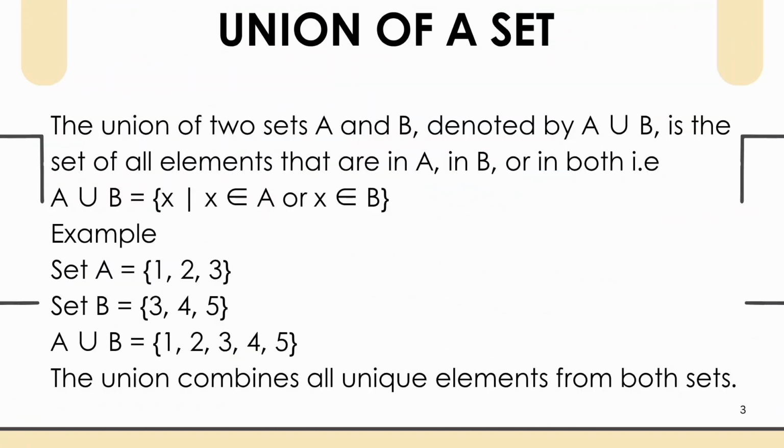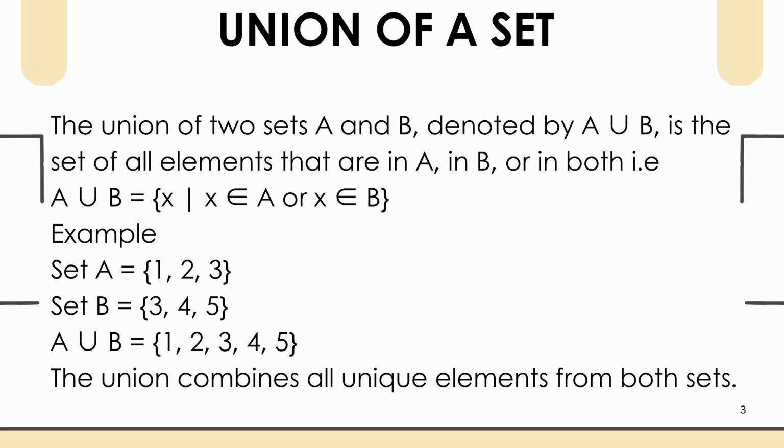A union of two sets A and B, denoted by A union B, is the set of all the elements that are in set A and in B, or in both. That is, A union B is equal to X such that X belongs to A or X belongs to B. Remember, for union we use the word or, and for intersection we use the word and.